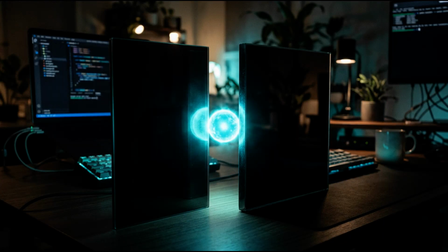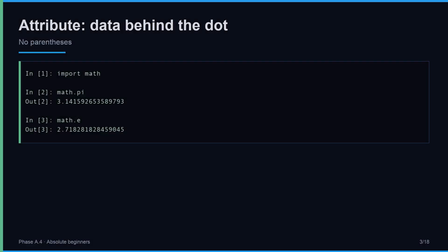The dot reaches inside an object. One dot opens everything. math.pi is an attribute. It is a value stored behind the dot. No parentheses, you are reading data, not calling a function. math.e is another attribute. Attributes answer the question, what does this object know? The math module knows pi and e. You reach them by name, with the dot. Read it as, math.pi, give me the value of pi stored in math.